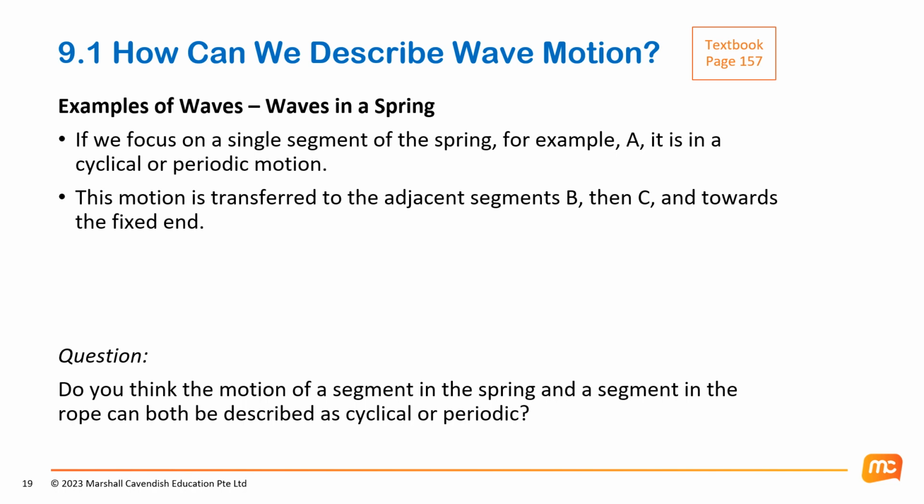So the question posed below by the slides is, do we think that the motion of the segment in the spring and the segment in the rope can both be described as cyclical or periodic? The answer is yes, like I explained. For both of these parts of the medium, what we are going to see is that they do vibrate or oscillate in a periodic manner back and forth. It's just the direction in which that vibration occurs is going to be different depending on the type of wave and the type of medium.